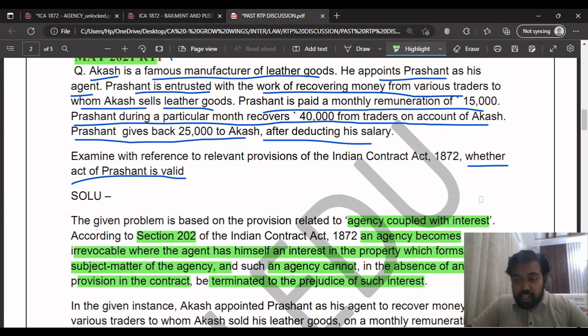Understood? This provision is asked so many times, just like the previous question which I mentioned. These questions, ICAI keeps on repeating often. So these provisions should be on the tip of your tongue. You should know them by heart.